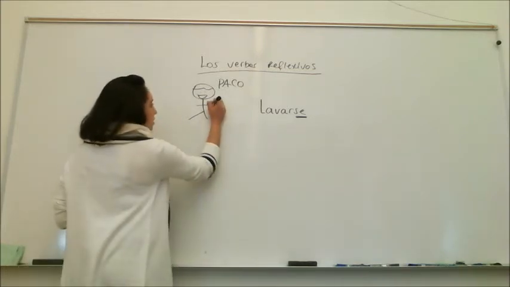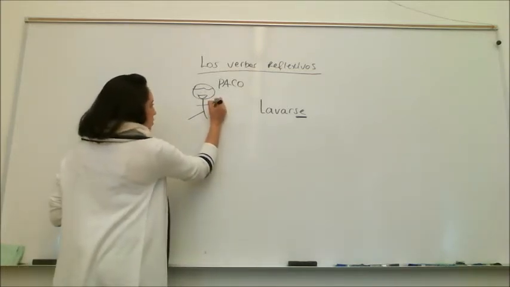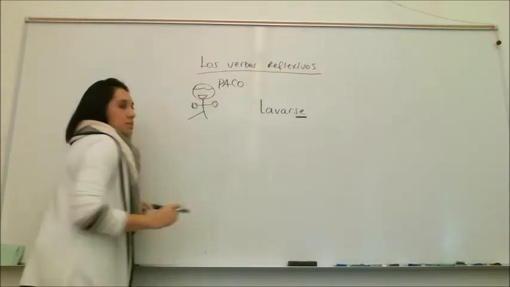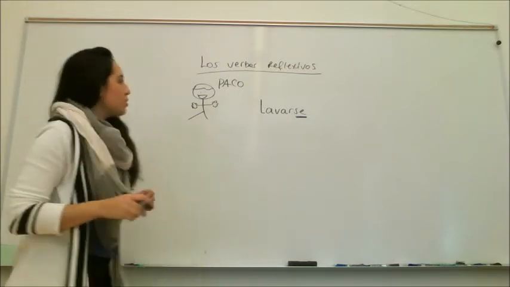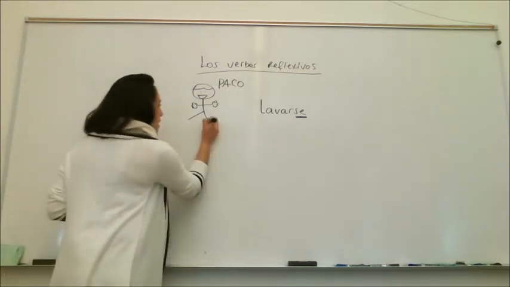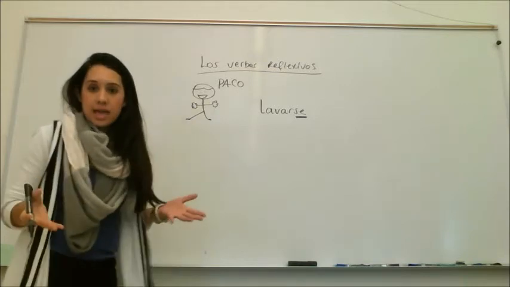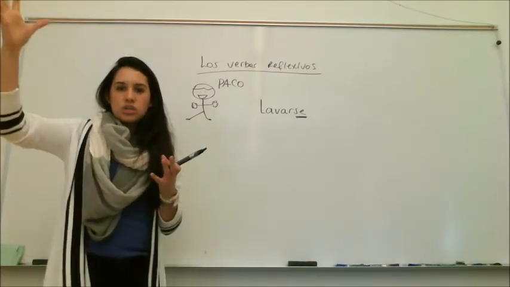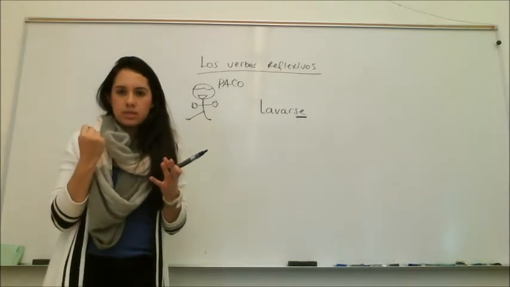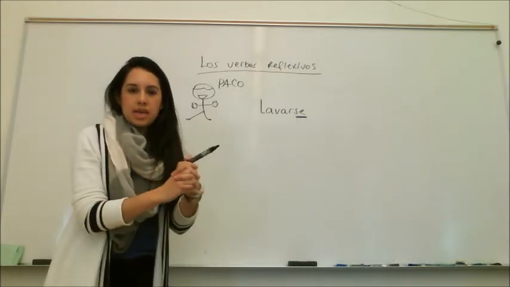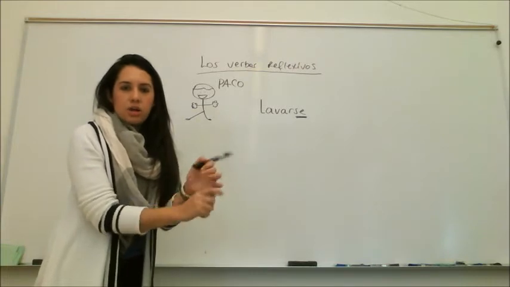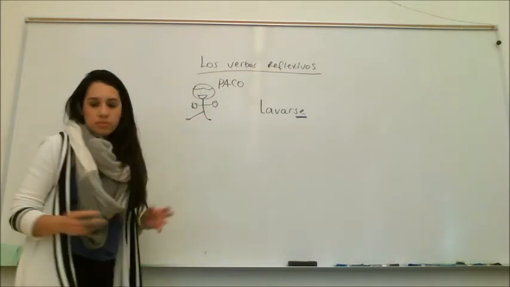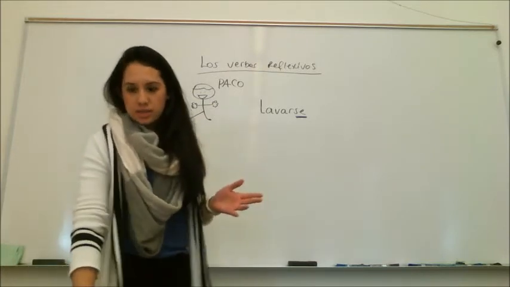So, of course, Paco has manos. 1, 2, 3, 4, 5. He has manos. Las manos grandes. Muy bien, perfecto. And so he washes his hands, right? So it's an action that he's doing, and the action is reflecting back on him, right? So he's washing his hands, he's doing the action, and obviously it's his hands, so it's reflecting back on the subject. Muy bien. Ahora, how do we conjugate these verbs?